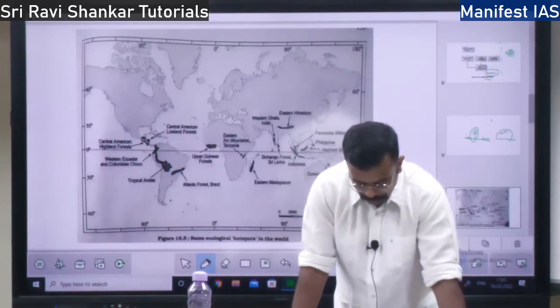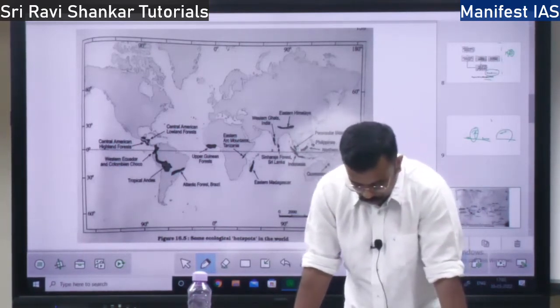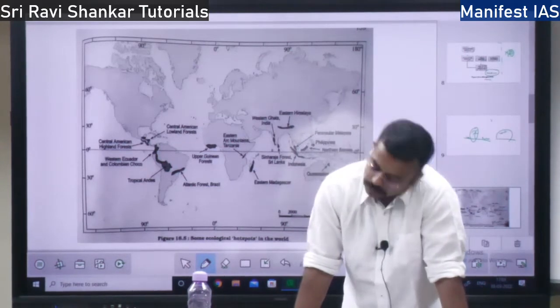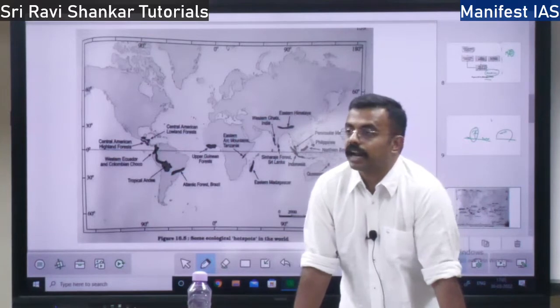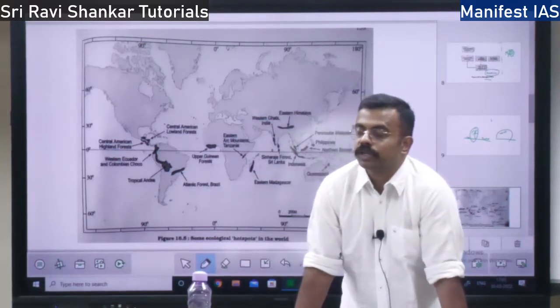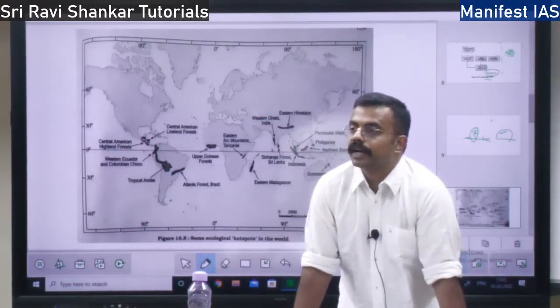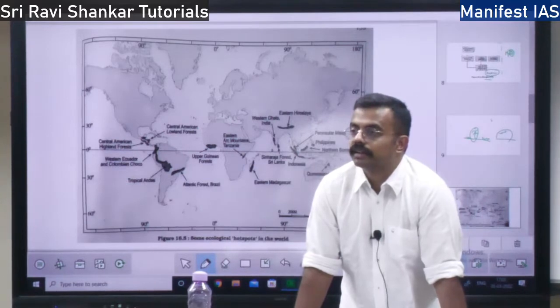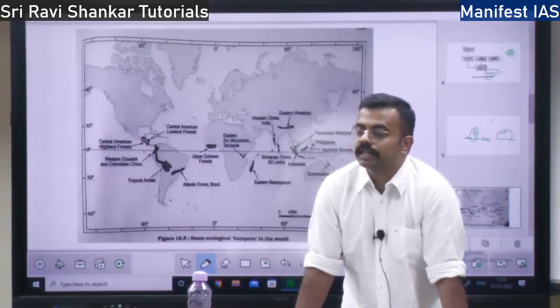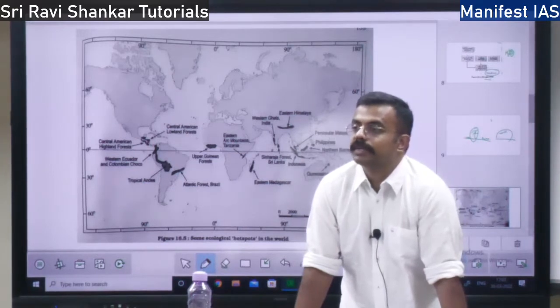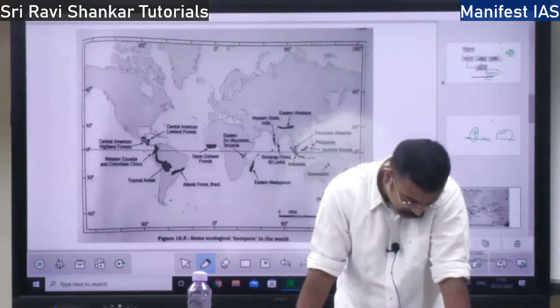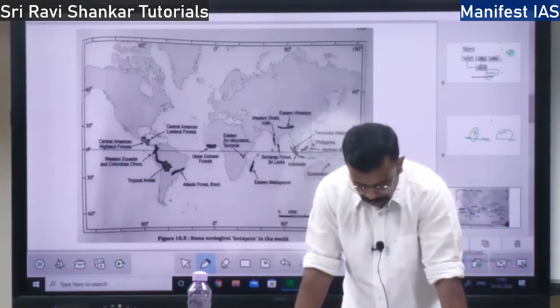So, in the environmental role, there is interdependence of organisms. In the environment, there are multiple types of organisms. These organisms are dependent on one another, right? If there is high biodiversity, there is high interdependence. So there will be stability in the environment. So that is the ecological role of the biodiversity.